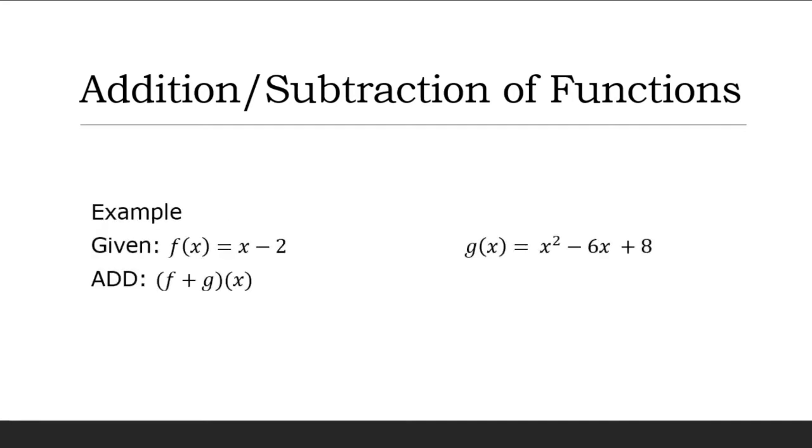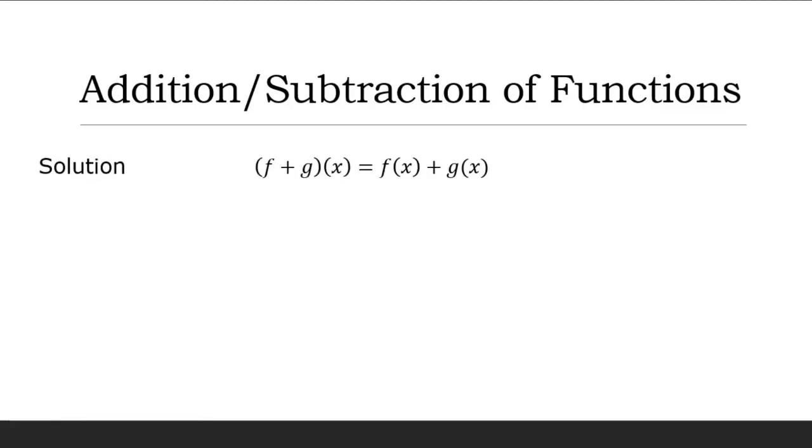So we have here two functions, f of x is equal to x minus 2 and g of x is equal to x squared minus 6x plus 8. Then we need to find what is the equivalent of f plus g of x. From the notation given a while ago, we can simply say that f plus g of x is equal to f of x plus g of x.